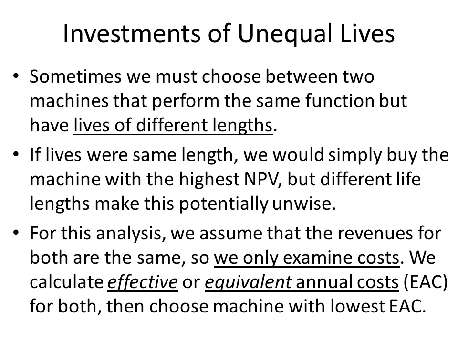If the lives were the same length, we would simply buy the machine with the highest NPV, but different lengths of lives make this potentially unwise, as we'll see in our example. So how do we do this analysis? Well, we have to first of all assume that the revenues for both are the same. Remember, we said that they're going to be doing the same job. So we're only going to examine costs, and we're going to calculate something called the equivalent annual cost, or EAC, for both. And then we're going to choose the machine with the lowest EAC.